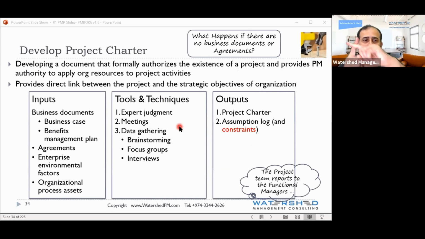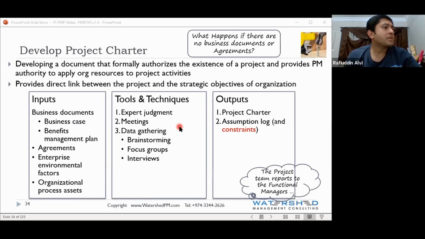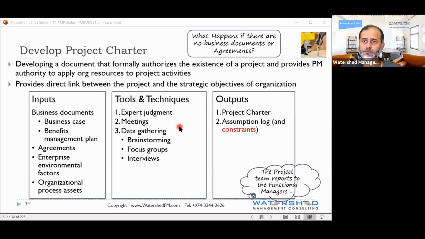Tell me the grid. This process, find it. Tell me the knowledge area, process group. This is the grid. Knowledge area is project integration management and process group is initiating. Yes. Okay. Everybody got that answer?